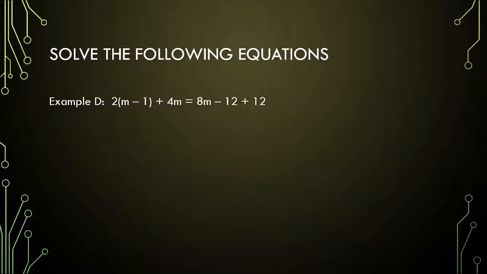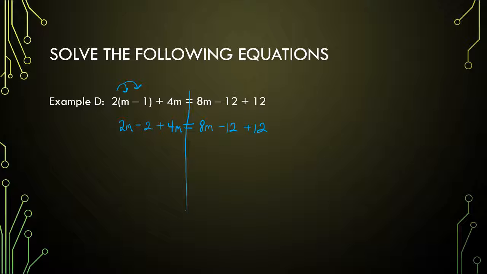For example D, we're taking 2 multiplied by m minus 1 plus 4m equal to 8m minus 12 plus 12. When we want to solve this out, we can distribute on the left side and get 2m minus 2 plus 4m. On the right side, there's nothing to distribute, so I'll bring my numbers down. 8m minus 12 plus 12.